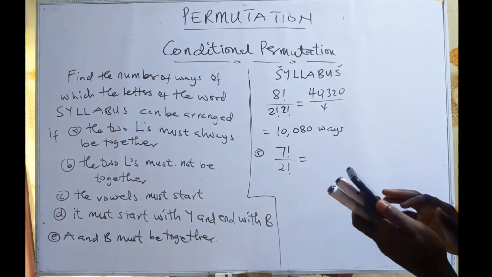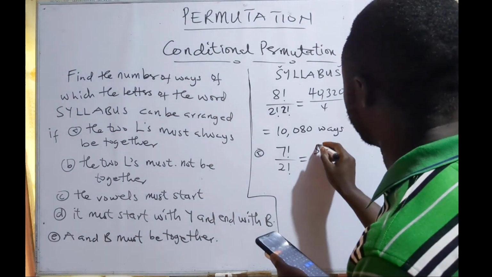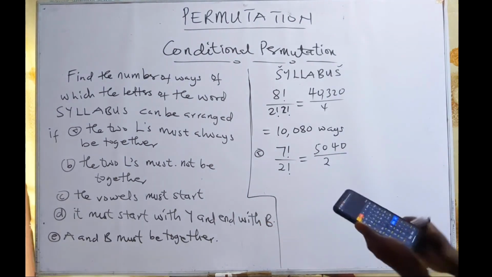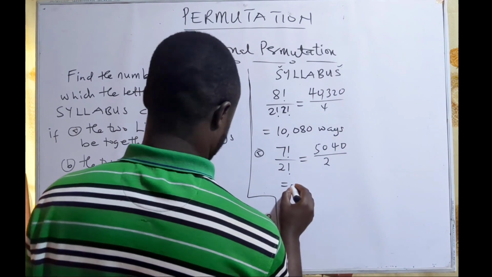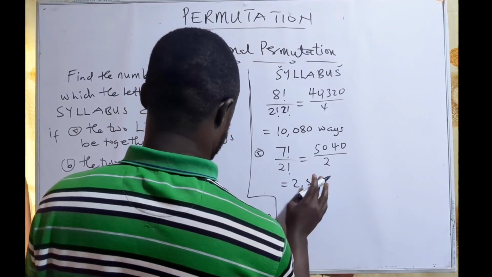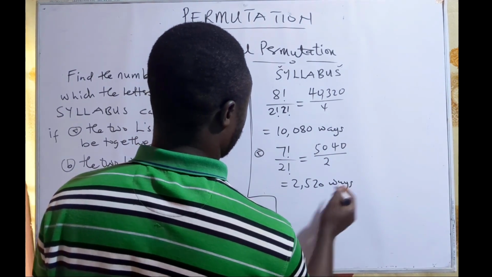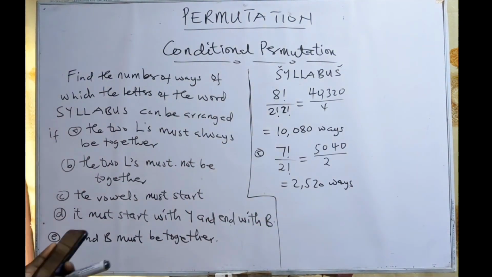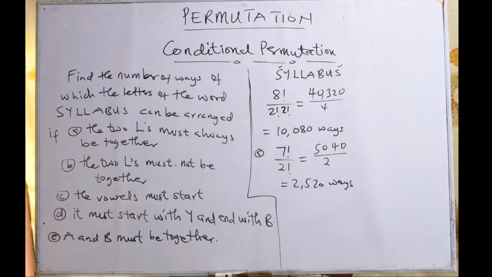So what are we going to get now? 7 factorial will give us 5040, divided by 2, since 2 factorial is 2. That gives us 2520. So we are going to get 2520 ways for the word syllabus if the 2 L's must be together.